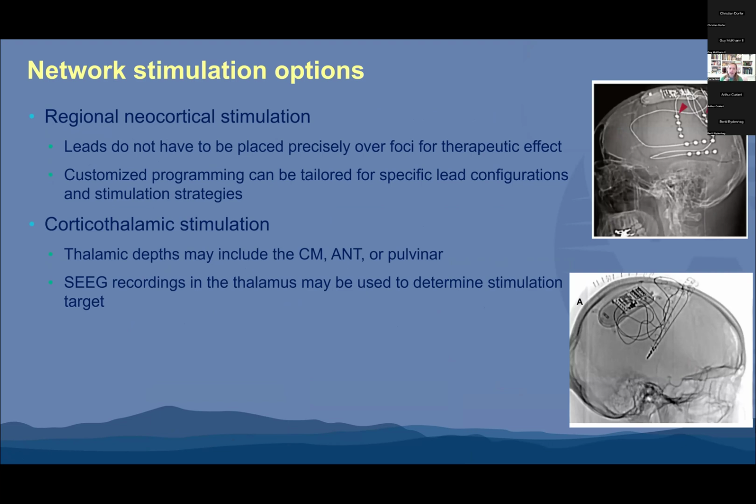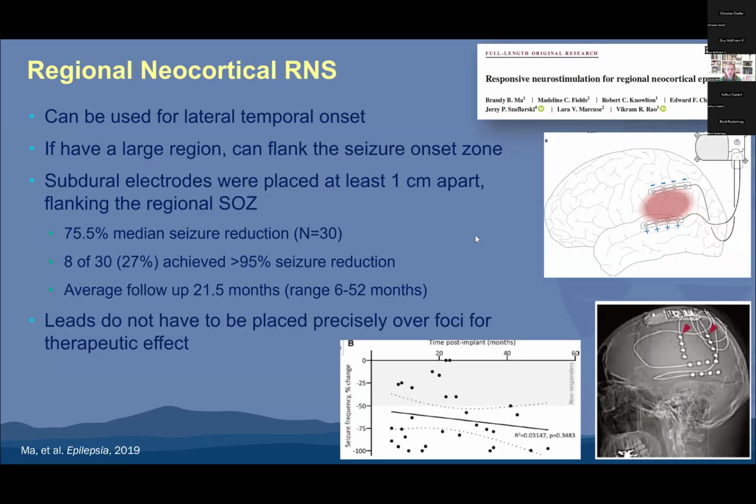If you have a region you want to stimulate, so if you've got temporal lobe epilepsy and other places, or if you have a large region of temporal onset, then you can either do regional neocortical stimulation or cortical thalamic stimulation. So if you have, for instance, a large neocortical onset, it goes superior temporal as well as other areas. You don't necessarily have to have your electrodes directly in or on the target itself. You can flank the target and get regional stimulation.